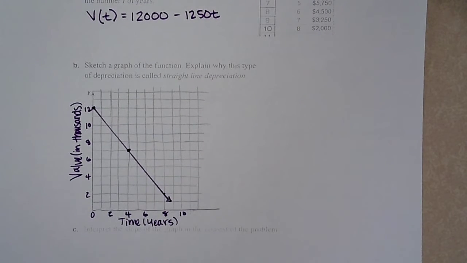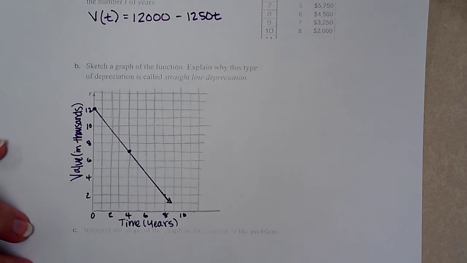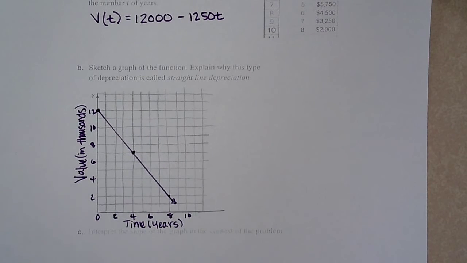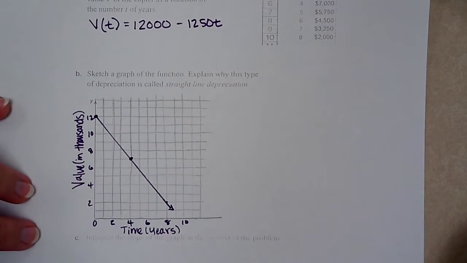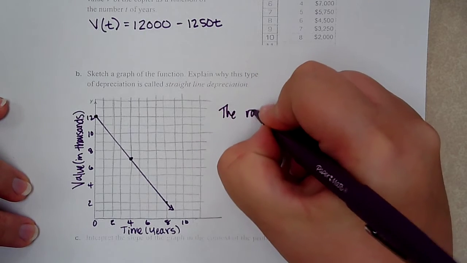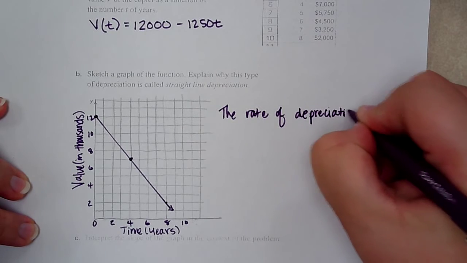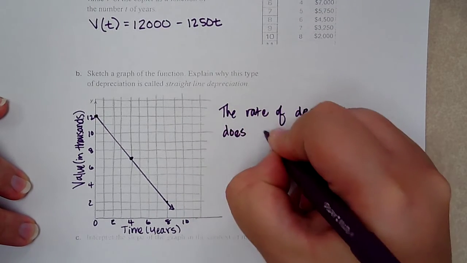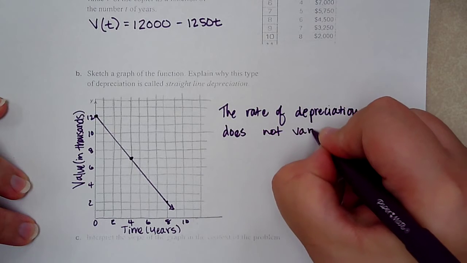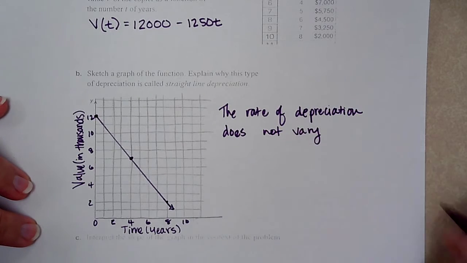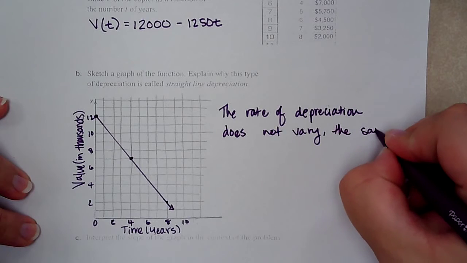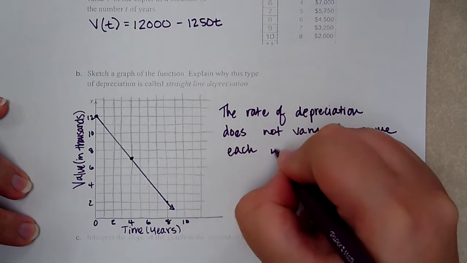So now let's talk about why this is called straight line depreciation. You'll notice that the copier is depreciating in value at the same rate each year, meaning this line doesn't wiggle at all. It's the same depreciation rate. So that would be why it's called straight line. The rate of depreciation does not change, does not vary over time. It is the same each year.